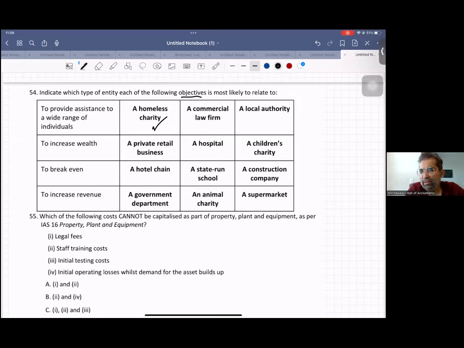To increase wealth is like profit maximization, and obviously the business organization has this objective. Then to break even: not a hotel chain or construction company, as they make profits. A state-run public school is the perfect fit. They want to serve and don't want to incur any loss, so break even is appropriate for them. The last is to increase revenue: not charity, not a government department. Yes, supermarket is appropriate. Good.